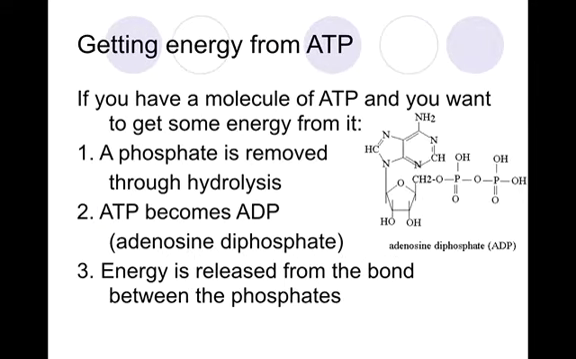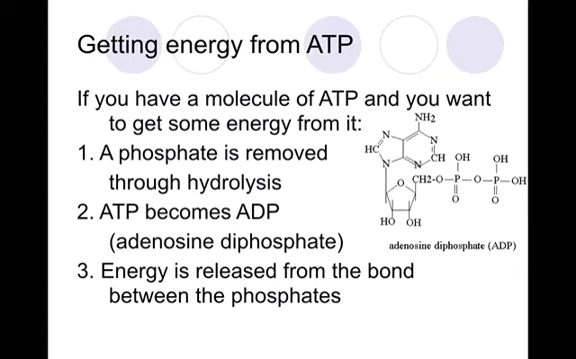So how do we get the energy from our ATP? So if you have a molecule ATP and you want to get some energy from it, first the phosphate group needs to be broken off. It is broken off and removed through a process called hydrolysis. When that happens, I no longer have three phosphate groups. So there, it's no longer a triphosphate; it's a diphosphate group with two.